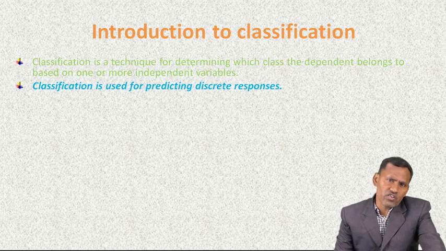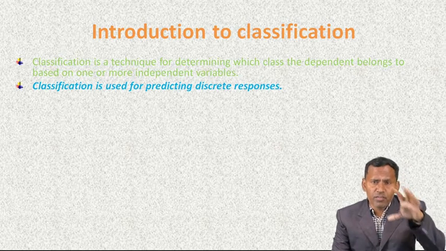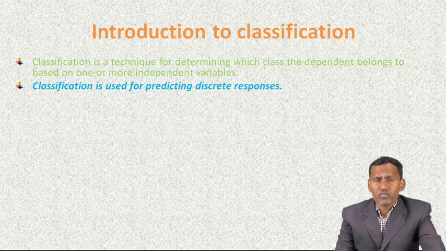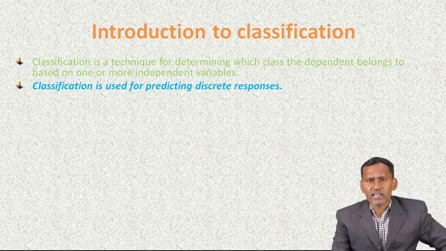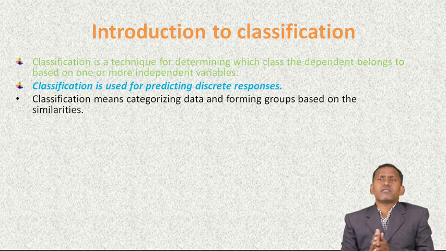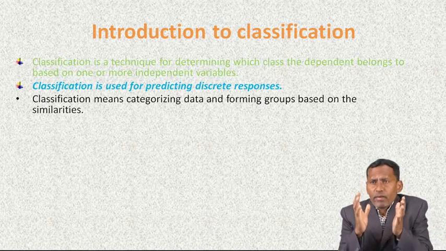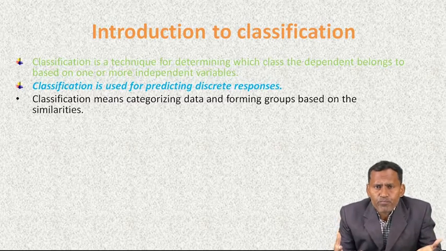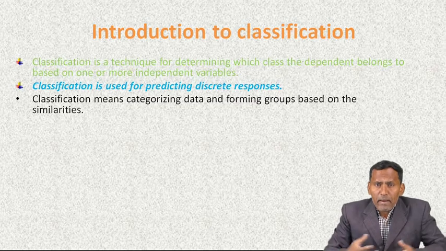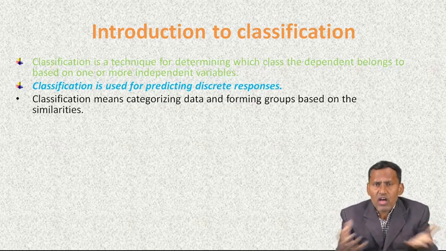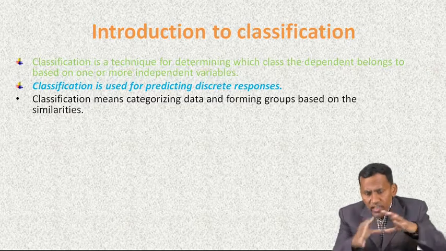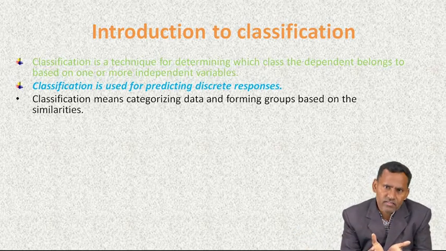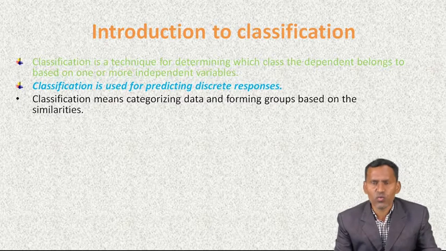Whereas linear regression predicts output in a continuous nature, classification predicts an output that should be a discrete or categorical value. So classification means categorizing data and forming groups based on their similarities. After getting the outputs, we may get many outputs, the target values, right? These outputs must be categorized and grouped based on similarities. That is how classification works.